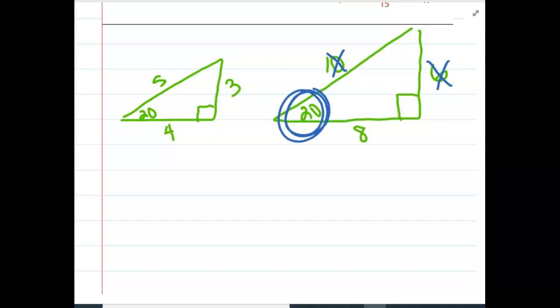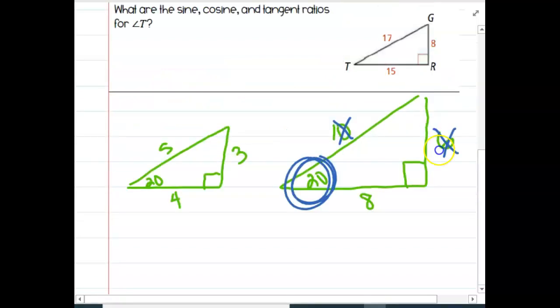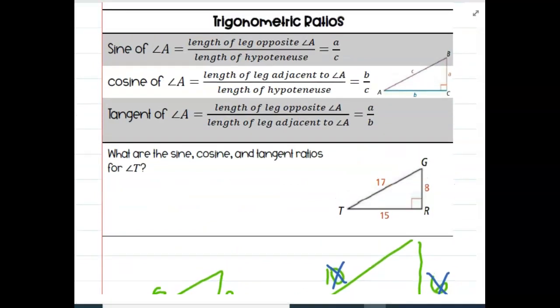Okay, so there are going to be 3 separate ratios that we are going to talk about that you can use to find the missing side lengths. They are sine, cosine, and tangent. So when you say sine of, what we're going to talk about today is sine of A, you are always going to take sine of an angle.